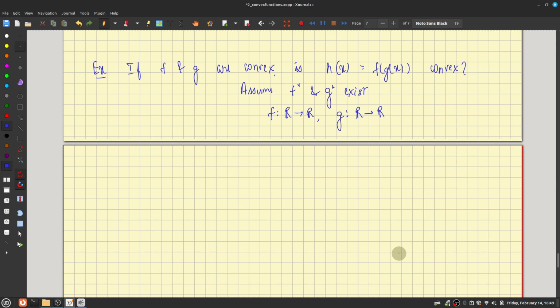And likewise, it is not necessary for f and g to be convex for f of g of x to be convex.